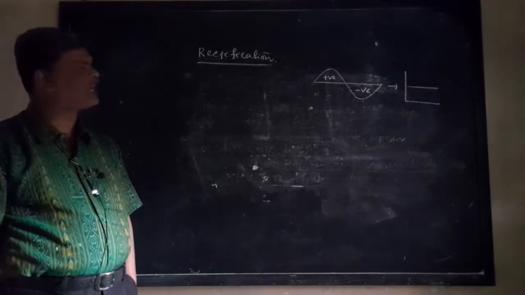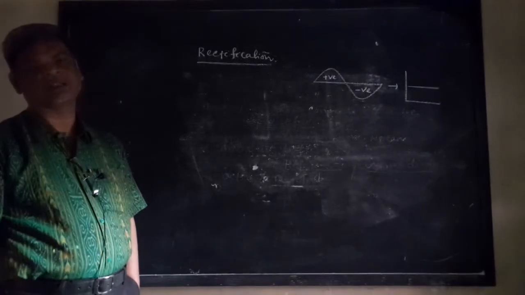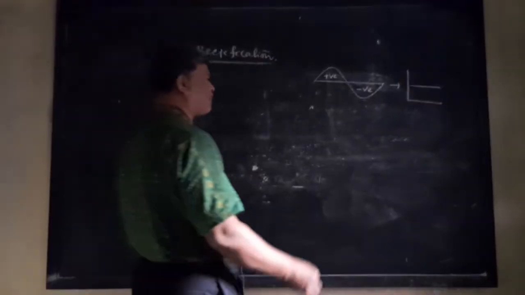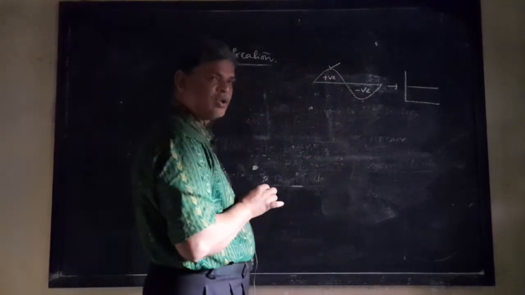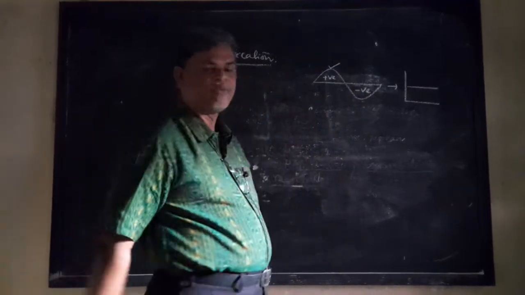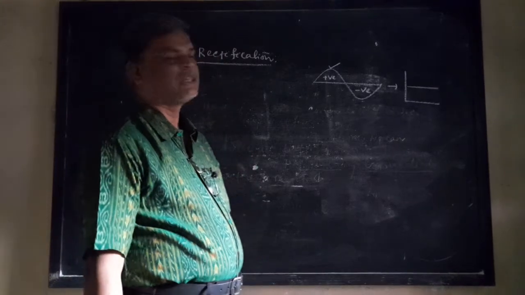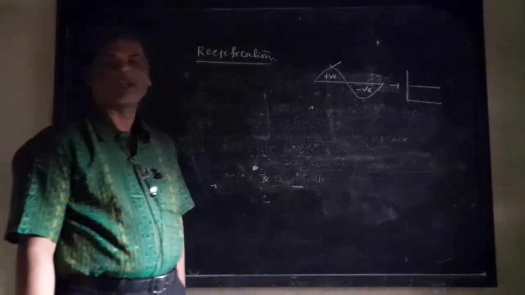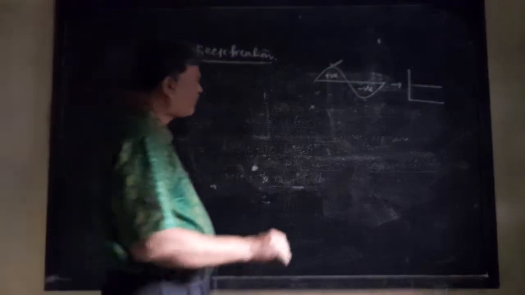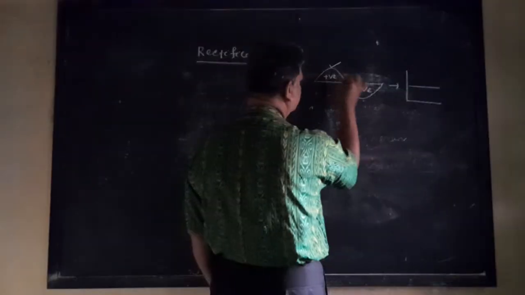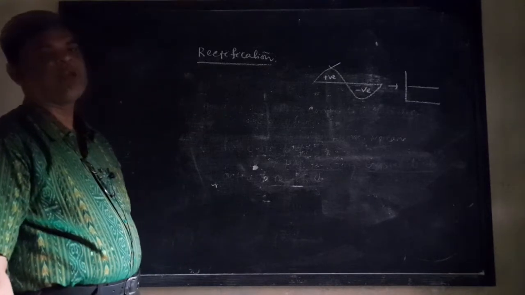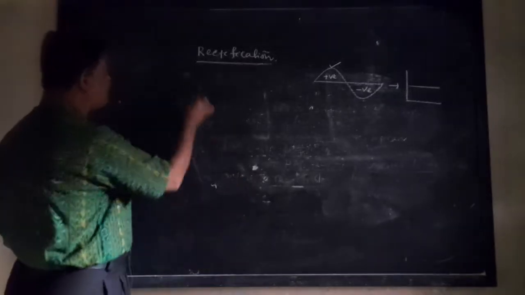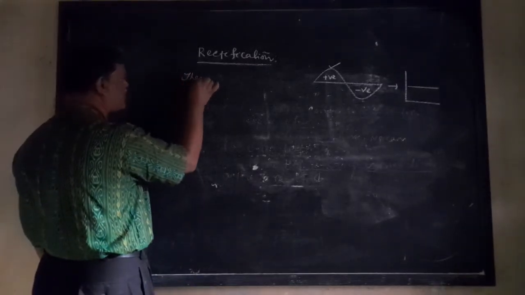Always it is positive, then negative, so it is only one direction. If we convert only one half cycle of AC to DC, then it is called half wave rectification. If we convert both the half cycles of a cycle, then it is called full wave rectification. There are two types of rectification.